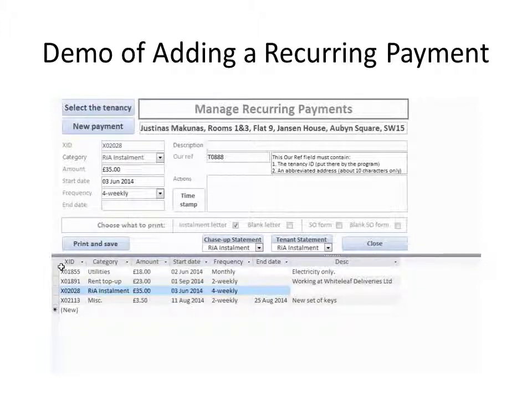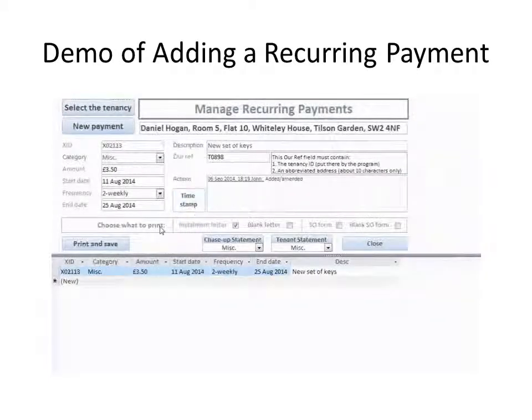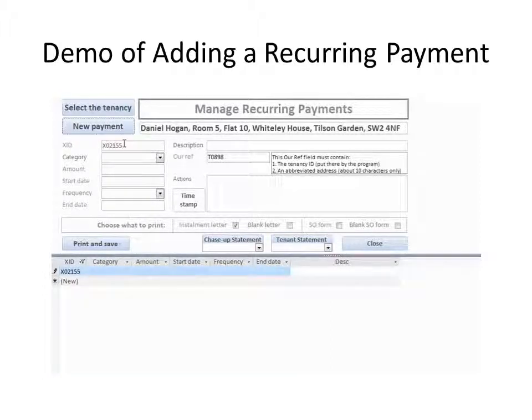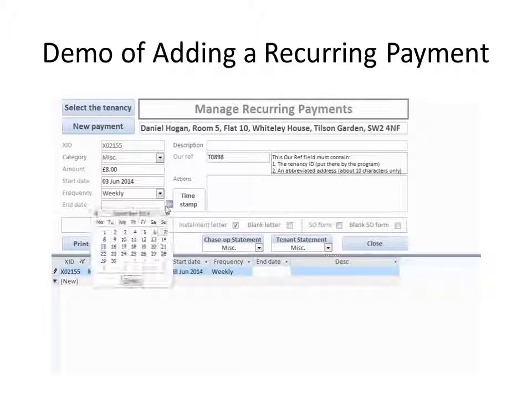And we can see that at the bottom of the form we've got recurring payments for a whole bunch of other people. So let me select Mr. Daniel Hogan, and you'll see he's already got one recurring payment, and I'm going to make a new one for him by clicking on the New Payment button. To get a new transaction ID, the category is also miscellaneous like the one that's there. This is £8 starting on the 3rd of June, and its frequency is weekly, and the end date, well, if you do the calculations you'll see that the end date turns out to be, I think, the 14th of October.